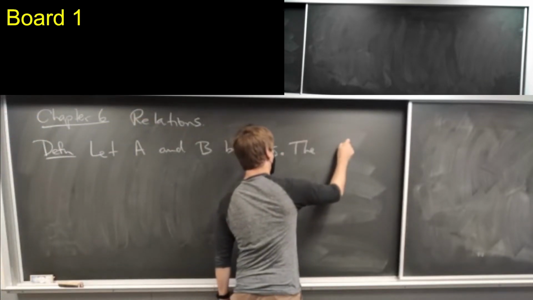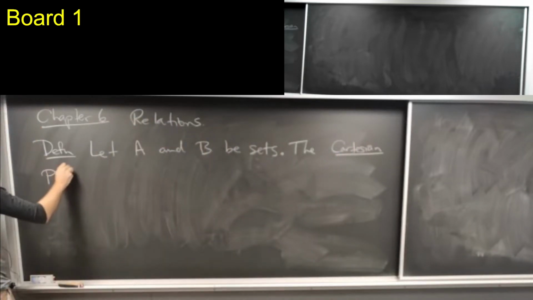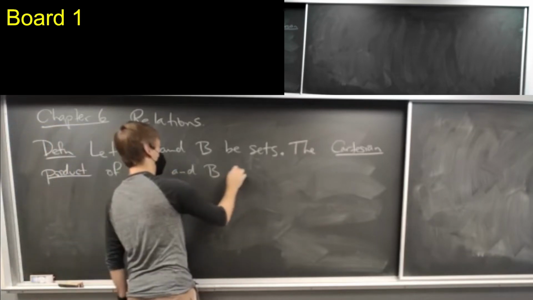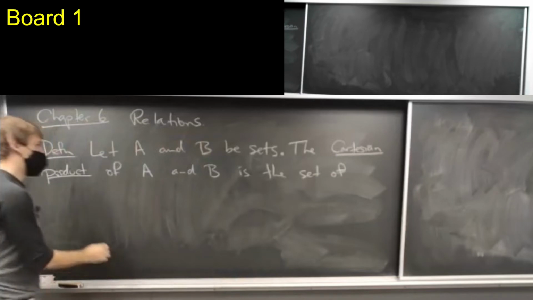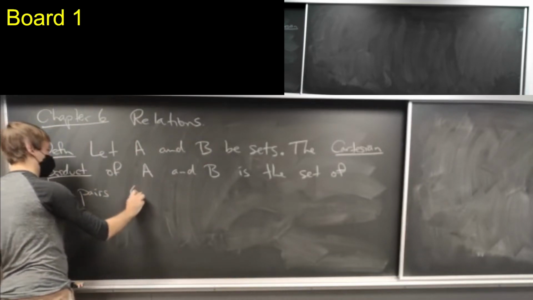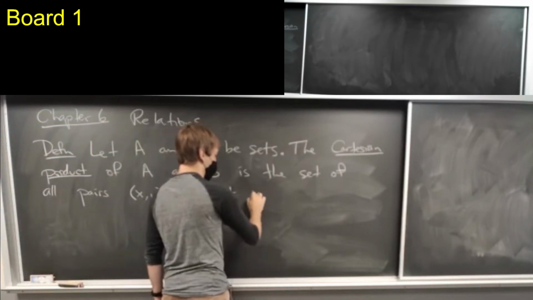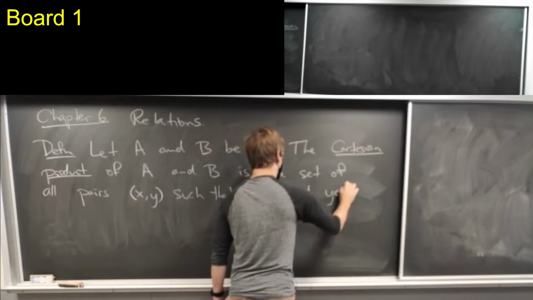The Cartesian product of A and B is the set of all pairs x, y such that x is in A and y is in B.